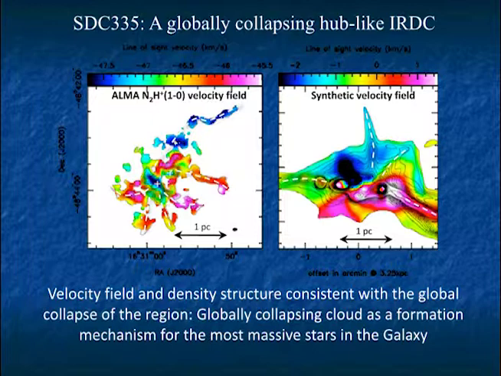So they claim that the velocity field and the density structure are consistent with the global collapse of the region. This type of collapse, they say, is a main mechanism for the formation of stars in the galaxy. That remains to be seen. But at least in this case, it seems to be very close, no? The way that gas flows around the filament and falls to the most massive star is very well matched by the observation.